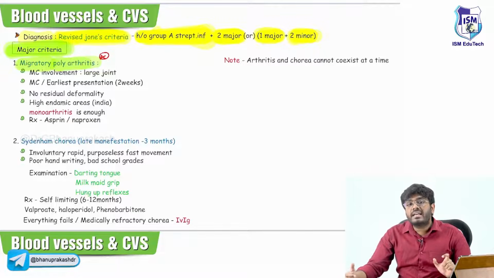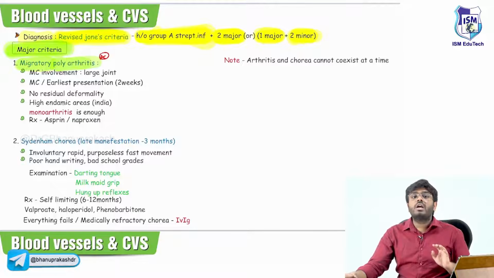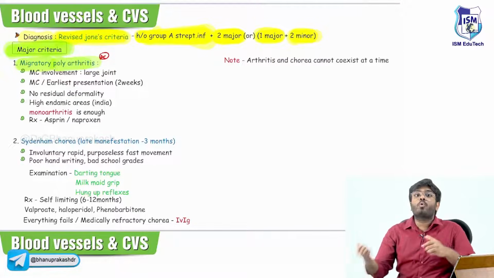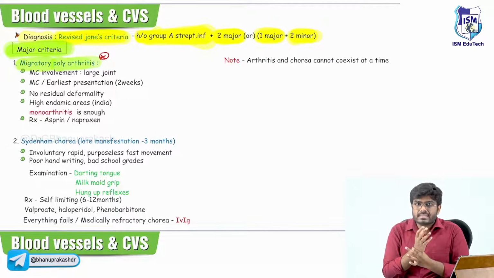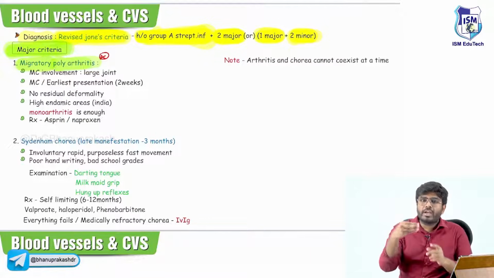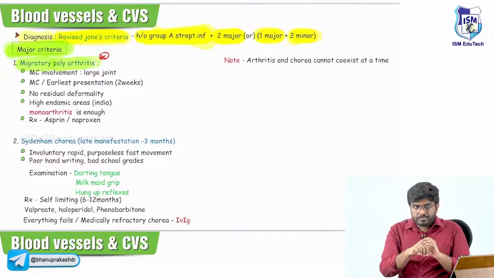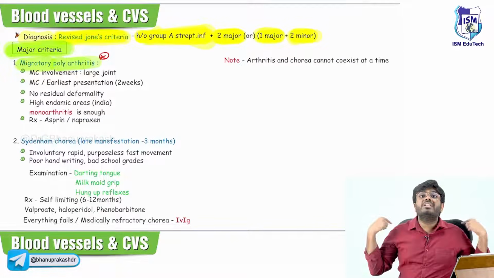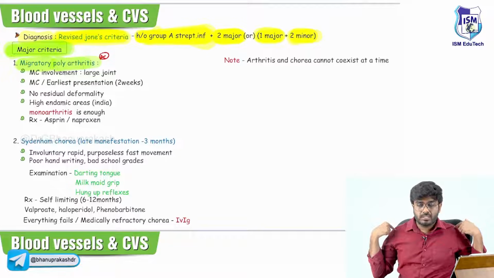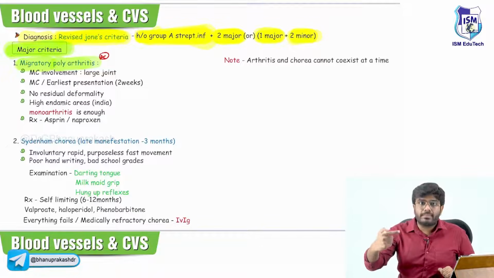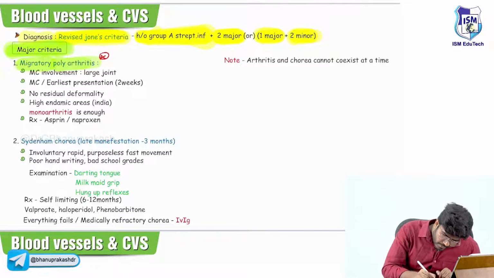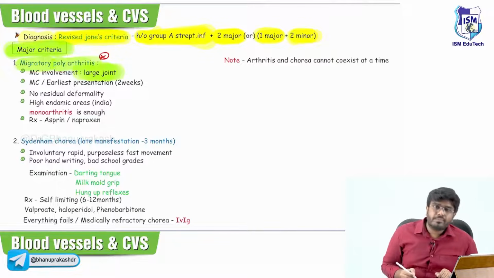And which joints are getting affected? Large joints, not the small joints. This is not rheumatoid arthritis. Rheumatoid arthritis is different. This is rheumatic arthritis. Rheumatoid means the small joints, the proximal interphalangeal joints and distal interphalangeal joints are involved. Now I am talking about large joint involvement, and that too migratory. Most commonly the large joints are going to be affected.